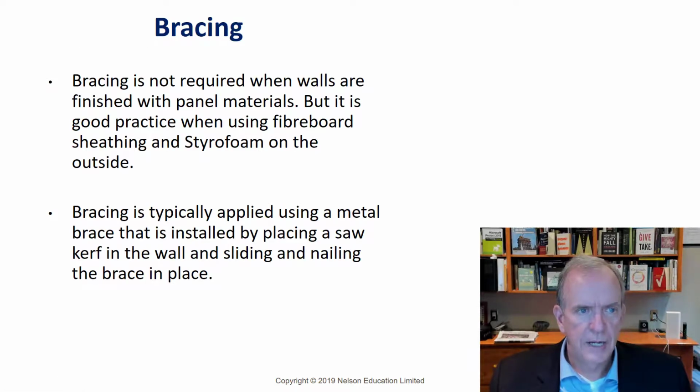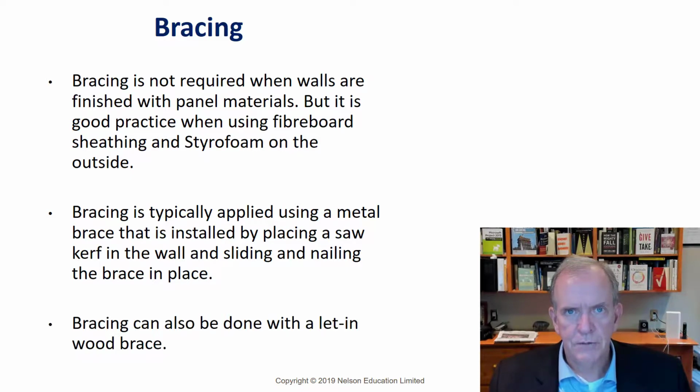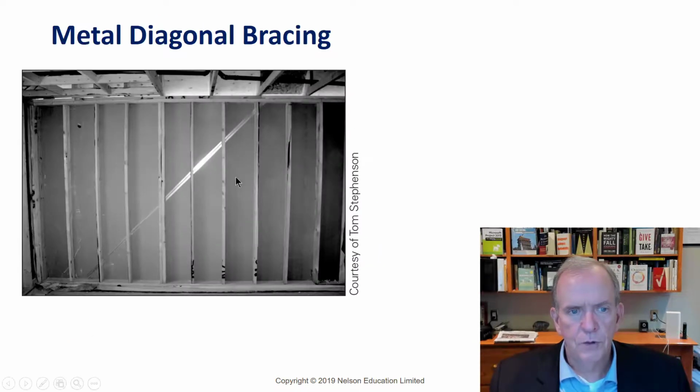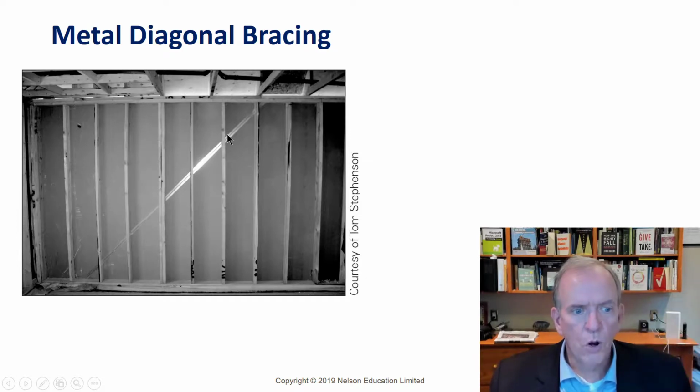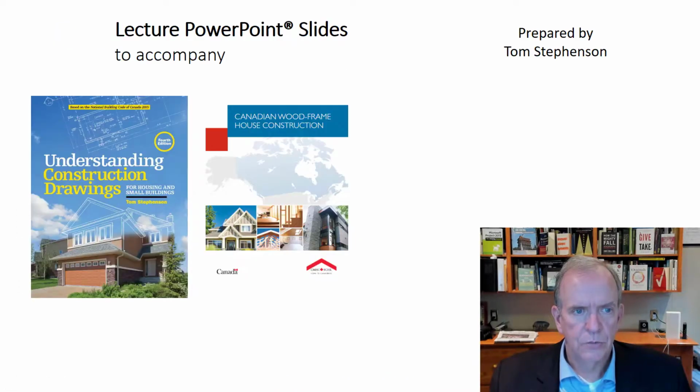Bracing, as I said, if we're using structural sheathing, we don't have to put bracing. So if we're using plywood or OSB, we don't have to put bracing. But if we're using styrofoam on the outside of a building and we don't have a sheathing underneath it, then we either have to do a metal brace or a let-in brace. I talked about the let-in brace already. This is the metal brace, and it looks like a sort of T, and it's got a kerf, and then it's nailed at each one, and your wall will be very, very solid with that in place.